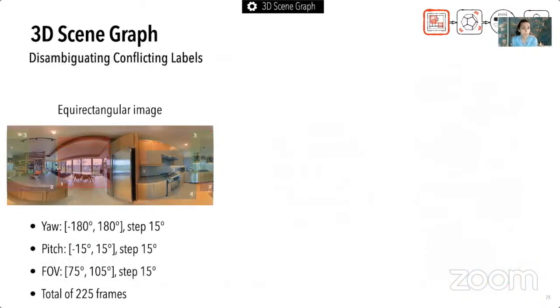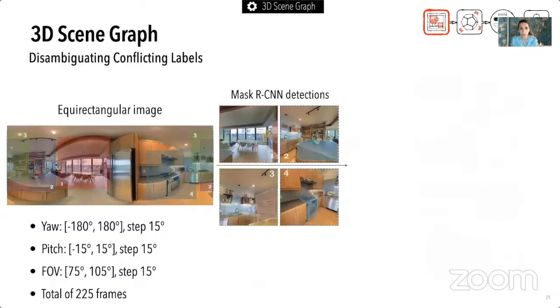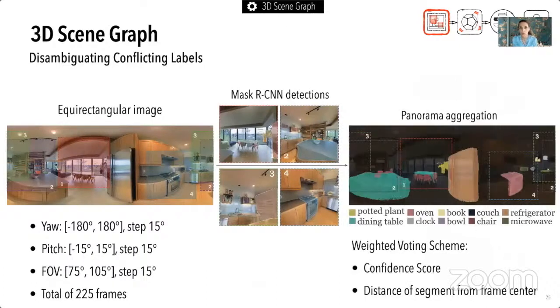We densely sample rectilinear frames in the panorama, where most of them are overlapping with something else. We run all of them through Mask R-CNN, we get the detections, and now we have to somehow aggregate this information, because for each pixel we have more than one vote about the object that exists there. We do that using a weighted voting scheme that takes into account the confidence score of the detector, as well as the distance of the segment from the frame center.